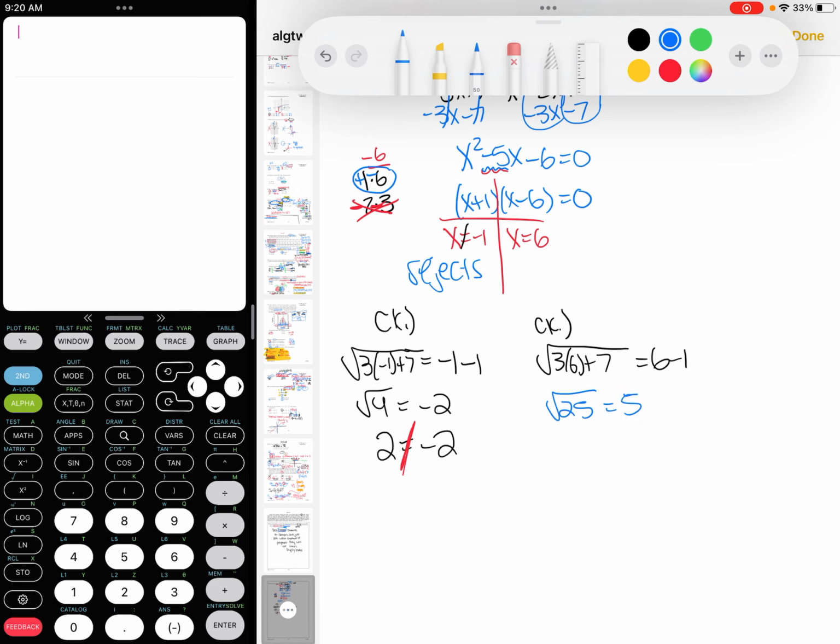On the right side, I get 5. The square root of 25 is 5. 5 does equal 5. Now, what I've seen a lot of people do, please be so careful with this. I've seen people accidentally say, oh, the answer is 5. The answer is not 5.